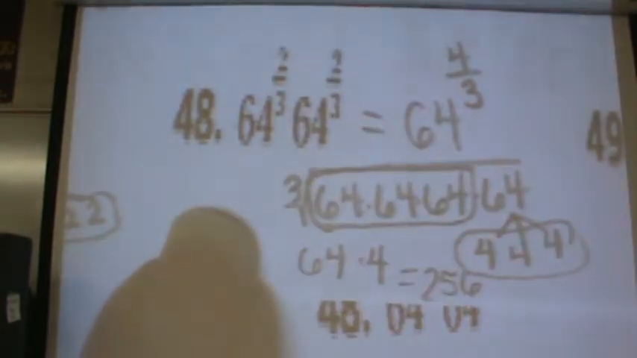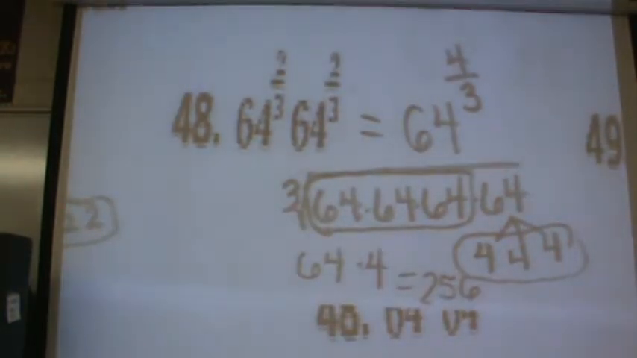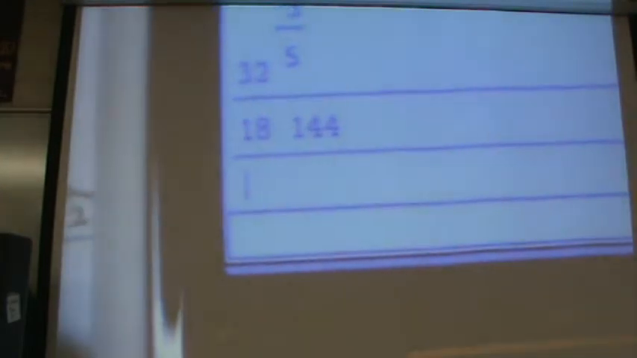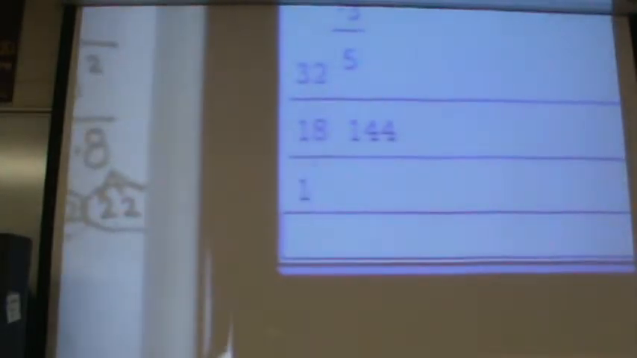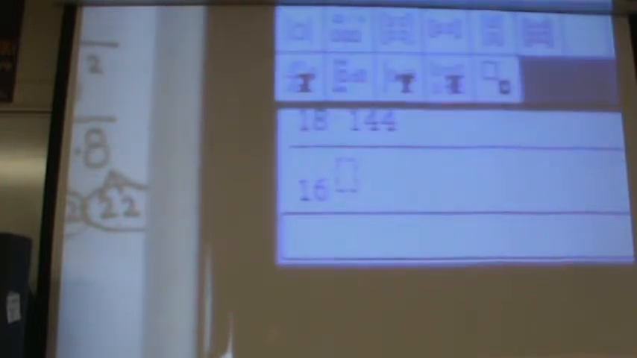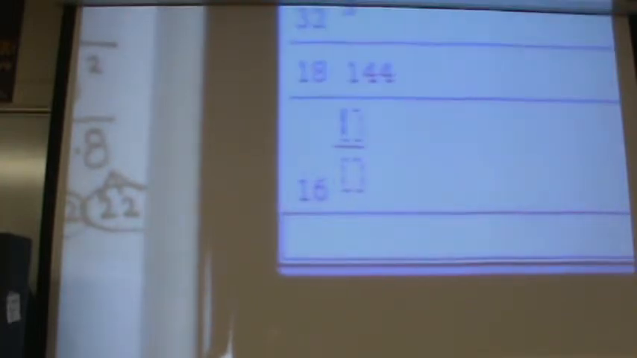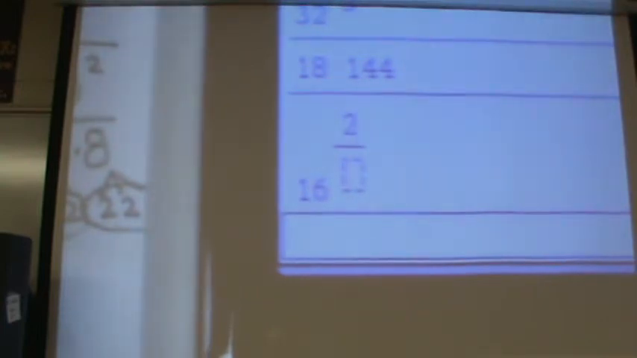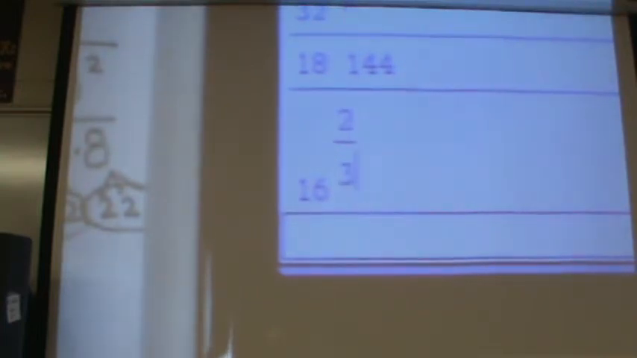Now do that on a calculator. Let's check it out and see if we're right. So we've got 16 raised to the 2/3 power. And then we're gonna times that by 16 raised to the 2/3. Isn't it 64 though?